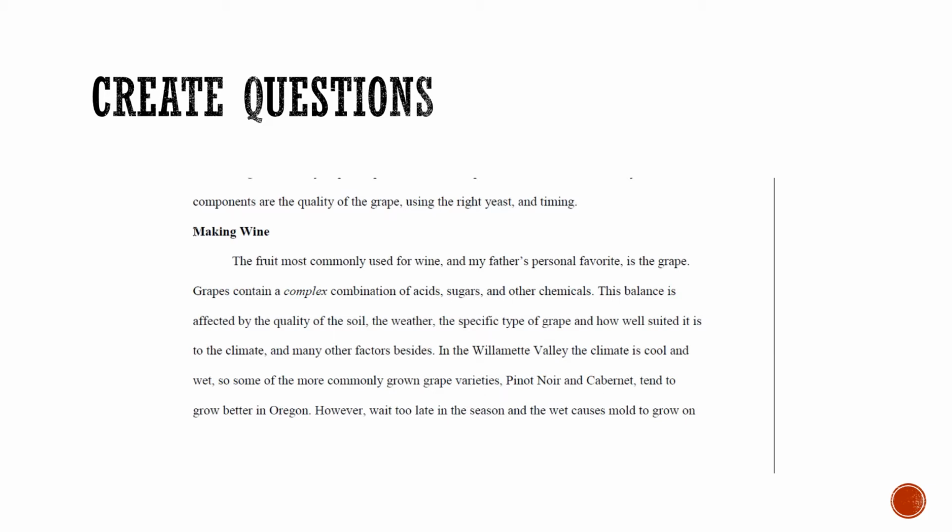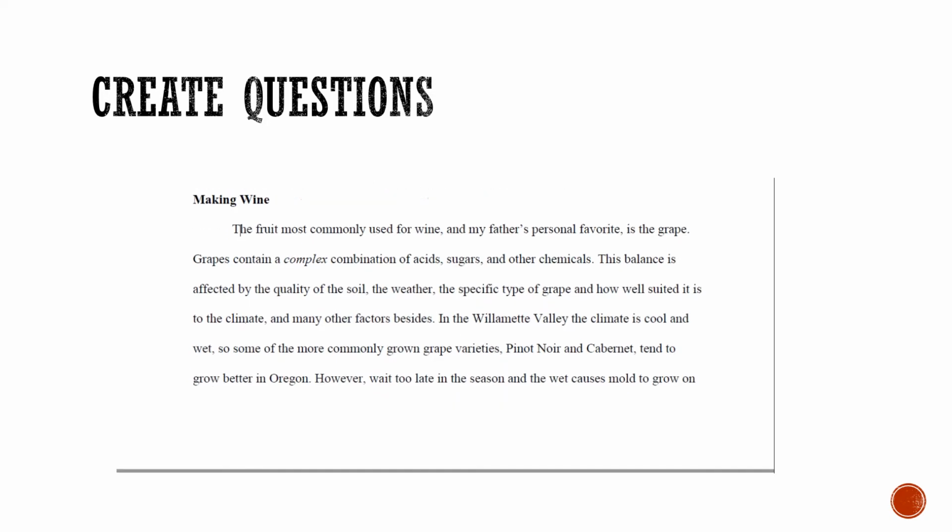You can turn this heading into a question. How do you make wine? Or what goes into the making of wine? Look at this first sentence. You turn the first sentence into a question. What fruit is most commonly used for wine making? Look at the bold or italicized words. What does complex mean, or define complex?